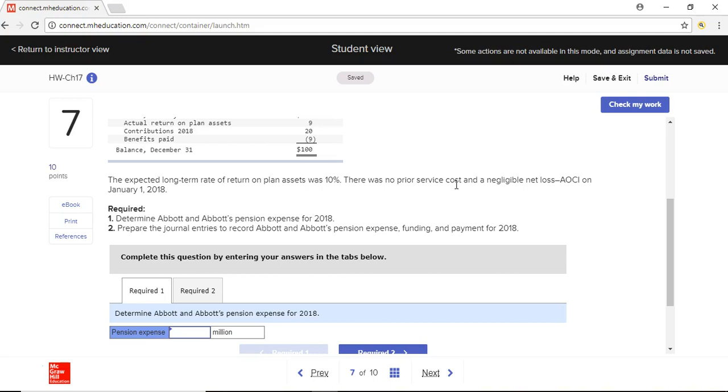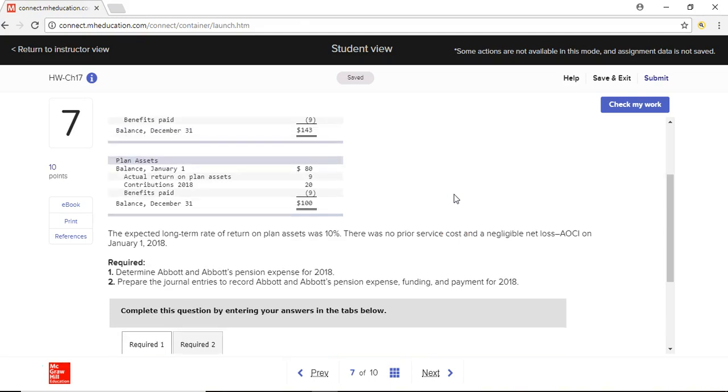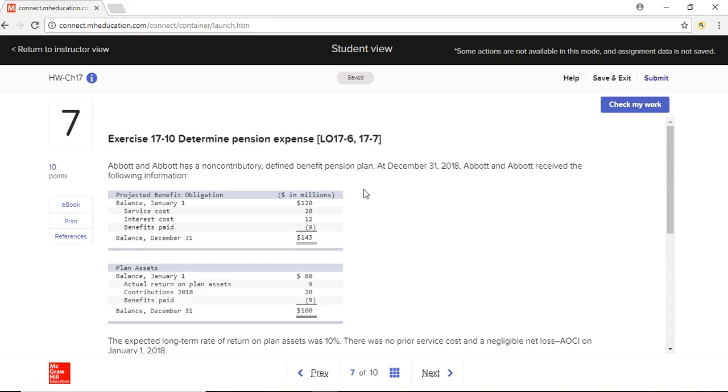We will also include net gain or loss, amortized net gain or loss. But here they said there is no net loss from OCI to be amortized. Then the last piece in pension expense is the expected return on plan assets. Here they told us the expected long-term rate of return is 10%. So 10% multiplied by beginning plan assets 80, that is $8 million.